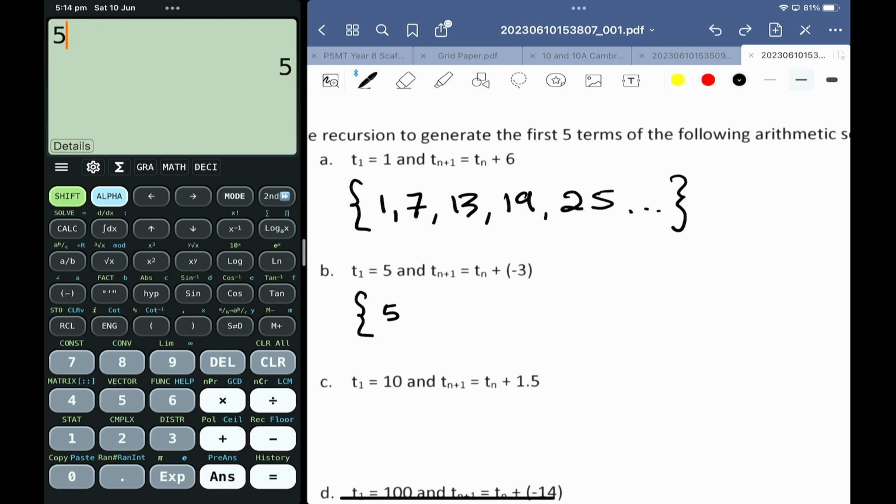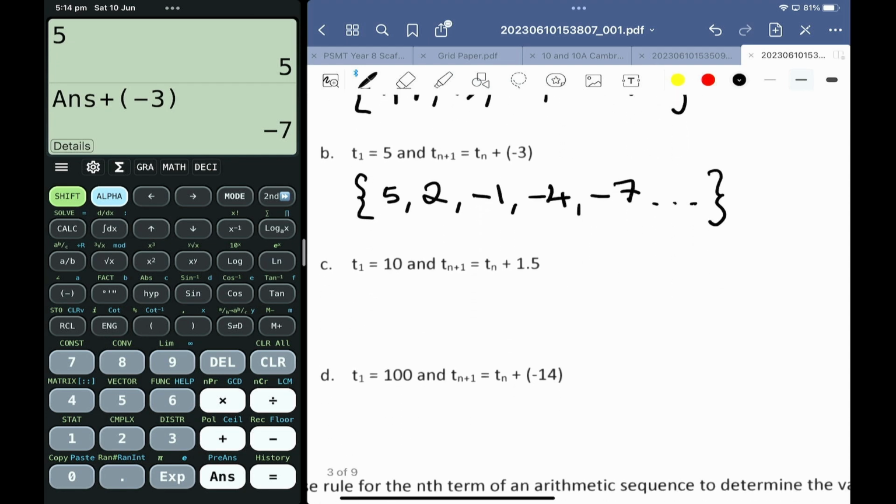So I press 5, I press equals, and I press answer. And then this time I'm going to add on -3. So that gives me, second term is 2, I press equals again. Third term is -1, I press equals again. Fourth term is -4, I press equals one more time. And my last term is -7. And then I can stop.